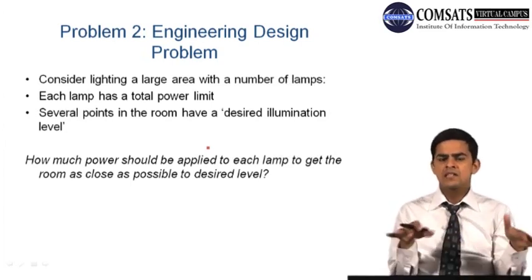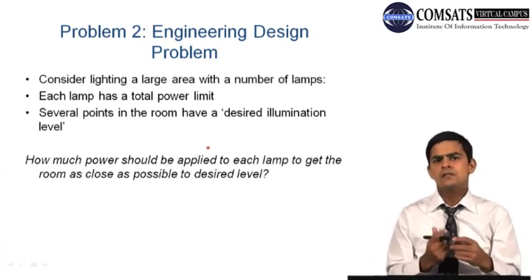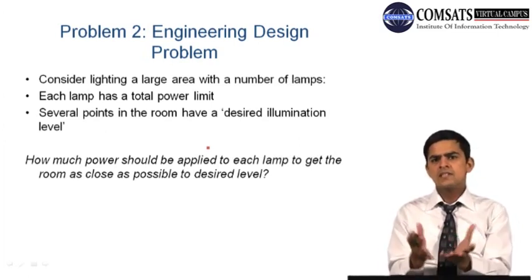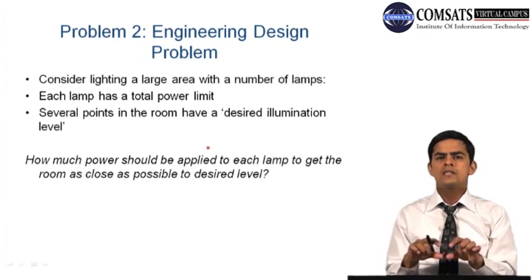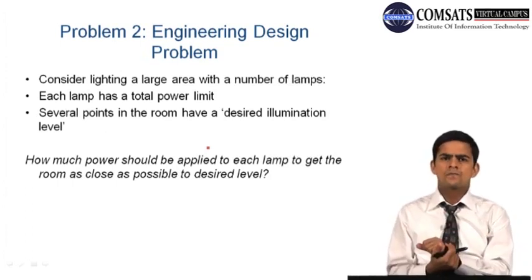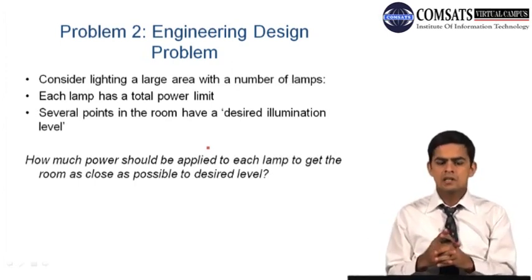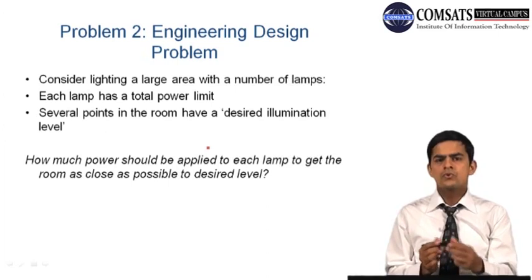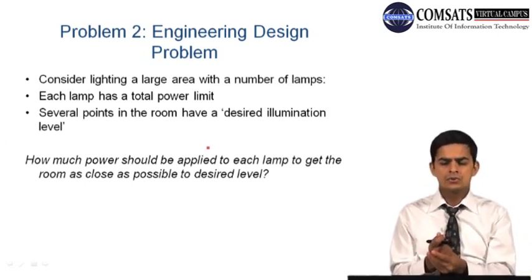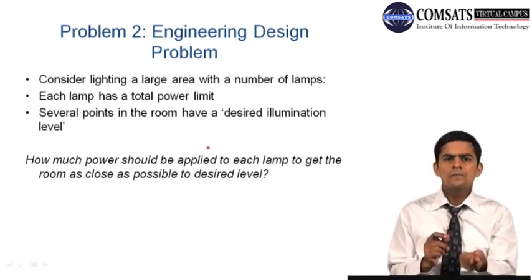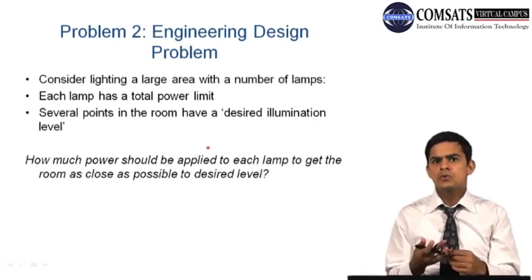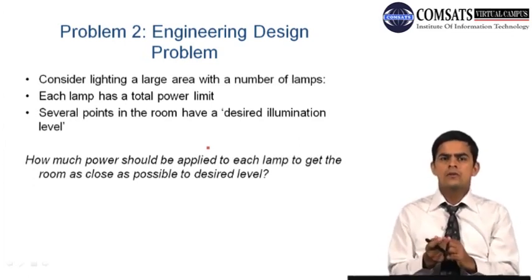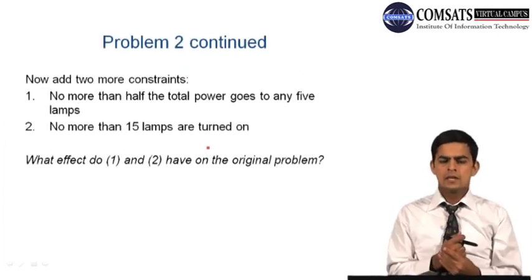For example, there is a sitting place in your room where you invite your guests and they sit there. Usually people like the sitting space to have more light, right? So you can already provide that this area should have this much light. All of these conditions can be taken into consideration. So how much power should you apply to each lamp to get as close as possible to the desired level? You also don't want to use too many lamps, right? So still you want to obtain the desired level of lighting in your room. Here are a couple more constraints that you can add.